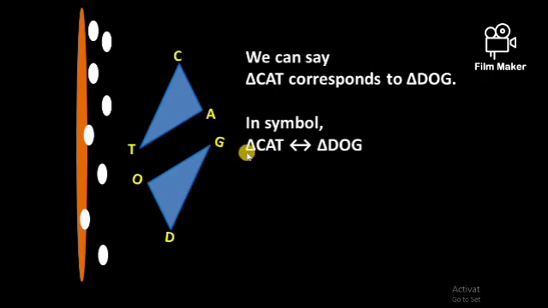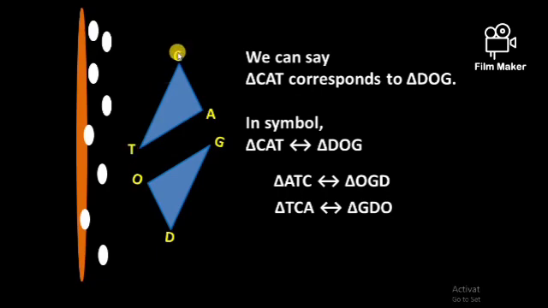Aside dito sa correspondence na triangle CAT corresponds to triangle DOG, meron pa tayong ibang pwedeng gamitin na correspondence sa triangles na given. Triangle ATC corresponds to triangle OGD. Another one, triangle TCA corresponds to triangle GDO. Tingnan niyo mabuti, kung isang letter ako nagsimula, yung corresponding letter niya, yun din yung simula dun sa isa pang triangle.